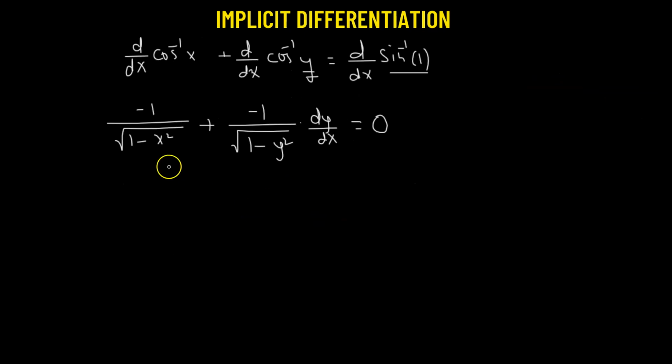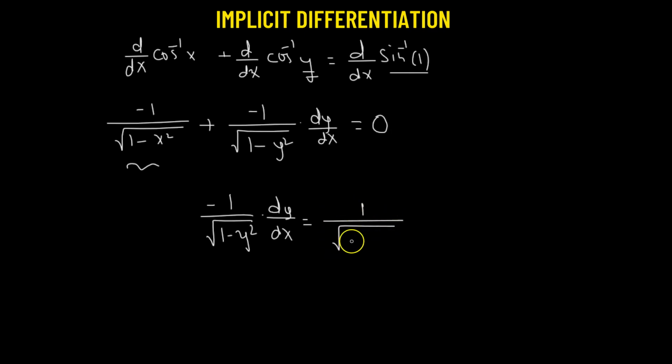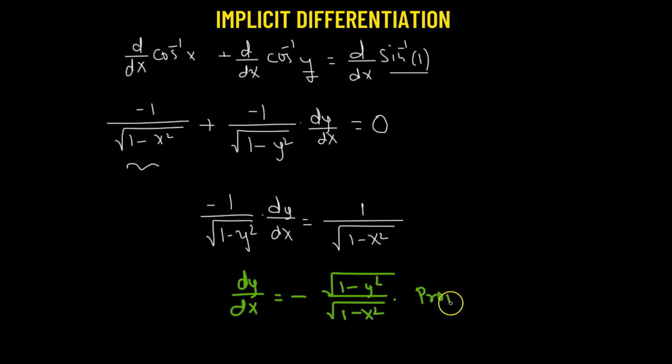Now we will transpose negative 1 over square root of 1 minus x squared to the right hand side. So that gives us negative 1 divided by square root of 1 minus y squared times derivative of y with respect to x, which will be equal to 1 divided by square root of 1 minus x squared. Finally, we get the derivative of y with respect to x as negative square root of 1 minus y squared divided by square root of 1 minus x squared. So this is what we were asked to prove.